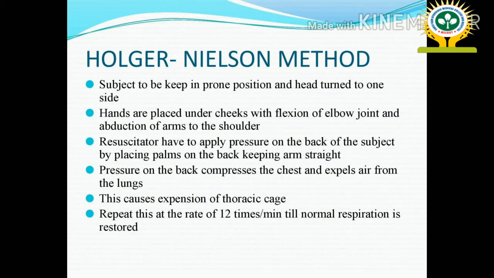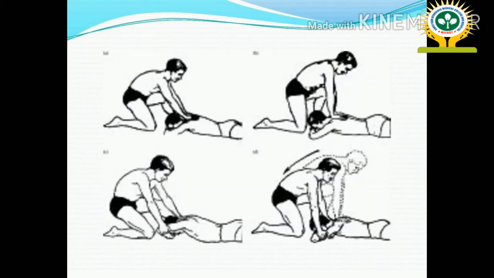Now the Holger-Nilsen method. In this method, the subject is placed in a prone position with the head turned to one side. Hands are placed under the cheeks with flexion at the elbow joint and abduction of the arms at the shoulder. Now, by placing the palms of our hands over the back of the subject and bending forward with straight arms, apply pressure on the back of the subject.